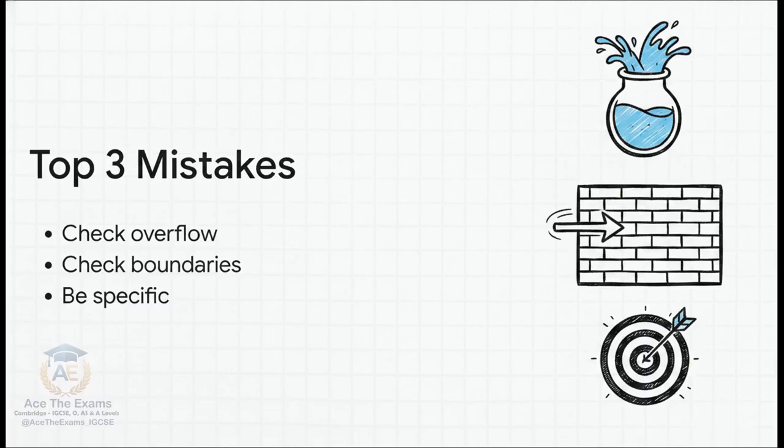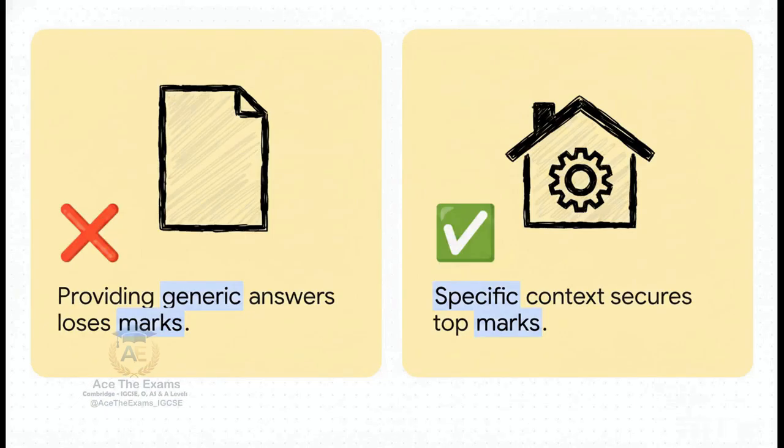And number 3, answers that are not specific to the given context. Take a mental note of these right now because avoiding these 3 specific traps puts you ahead of the pack instantly. Actually, I want to double down on that 3rd mistake because it triggers a massive red flag for examiners. Generic answers lose marks. Scenario-specific context secures top marks.